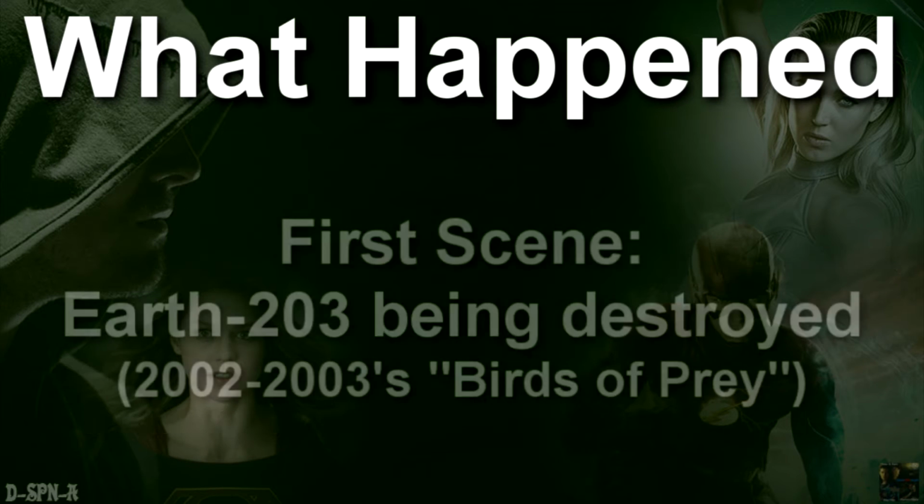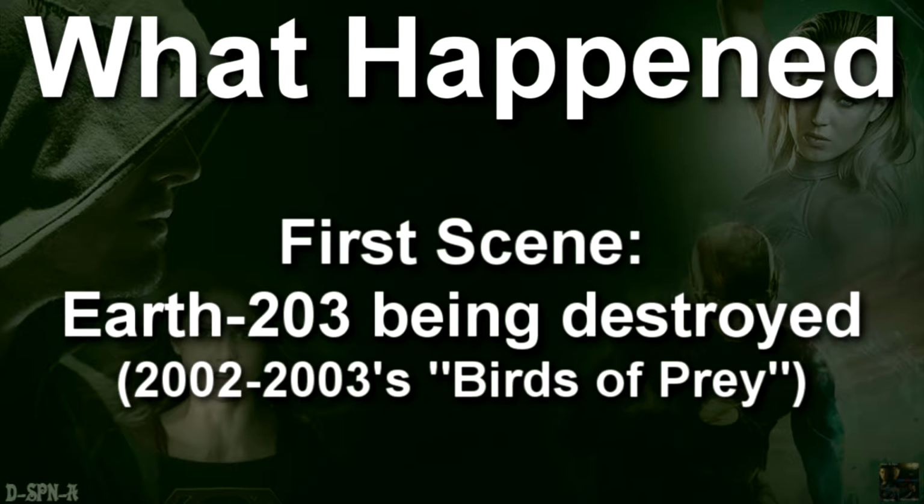So there's that. The first scene of the episode is Earth 203 being destroyed. Earth 203 is housing the Birds of Prey series that took place in the early 2000s. It was a brief moment, but we see the antimatter wave consume everybody there. Like I said, we see Ashley Scott playing Helena, the Huntress, trying to get into communications with the Oracle of her world before the wave consumes her. So that is something there.